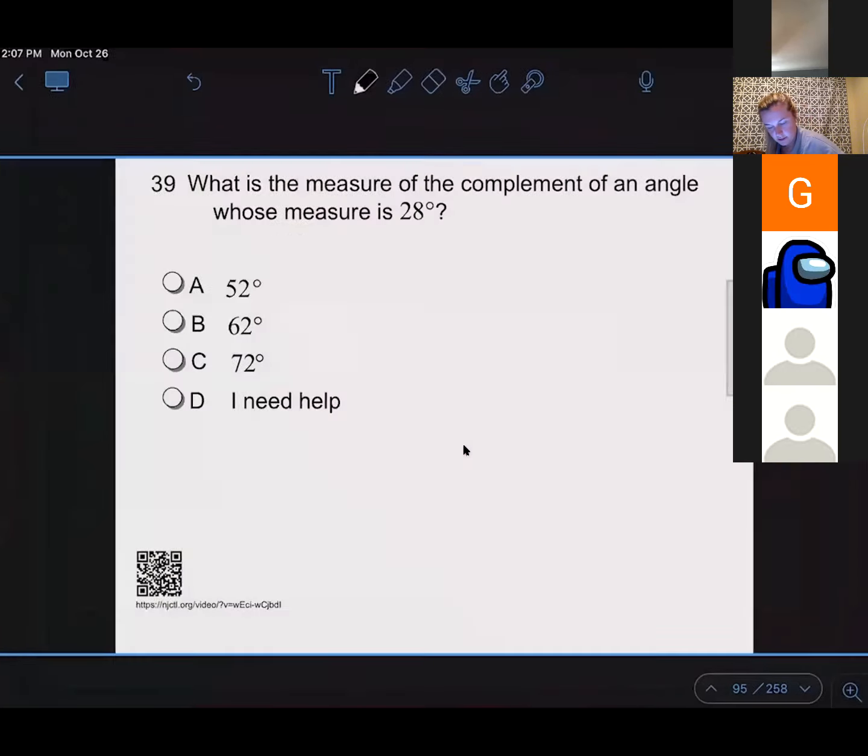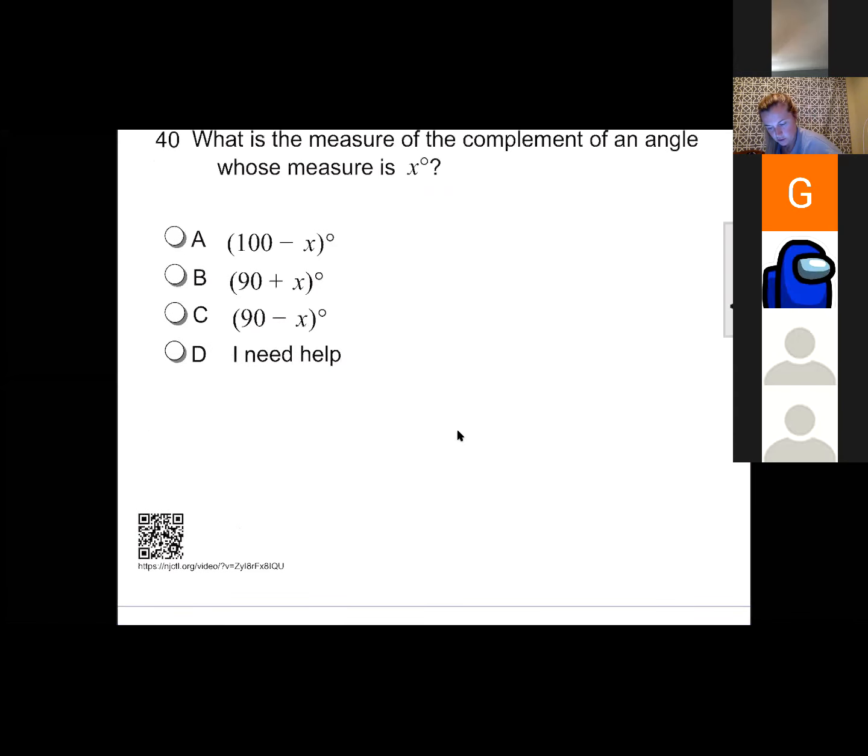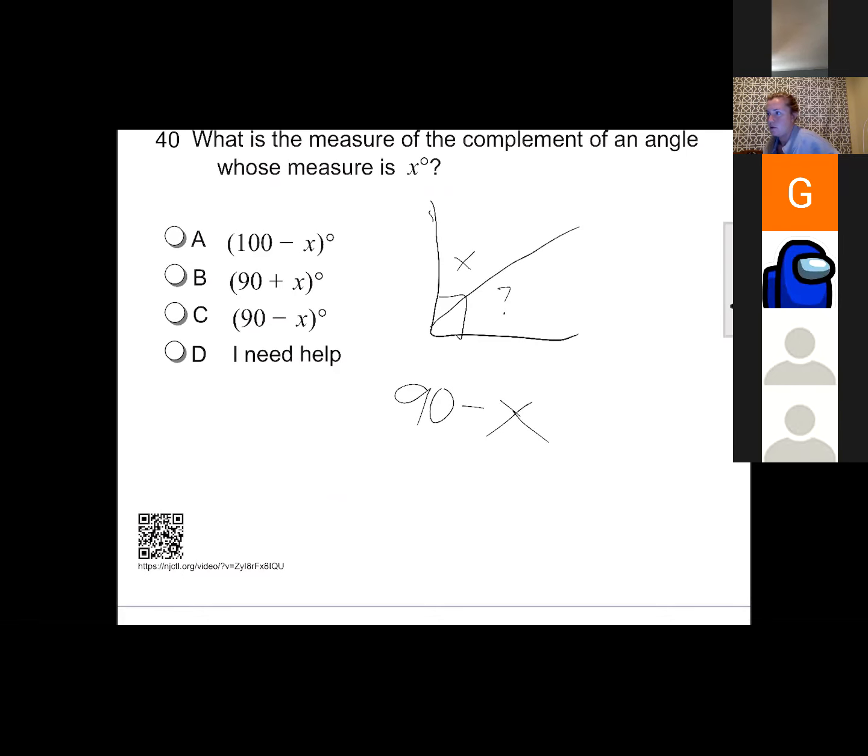All right. Question 40. So this is kind of like backtracking. So if we drew a picture of this and we know that together these are 90 degrees and this one's x, and we don't know this, you could take 90, which is the whole thing. If you're not muted, make sure you mute yourself. Take 90, subtract x, and you would find what's left.